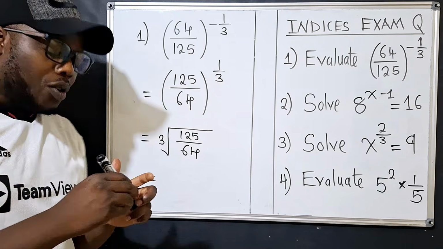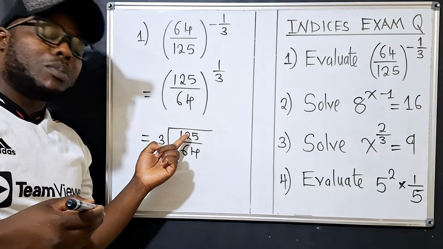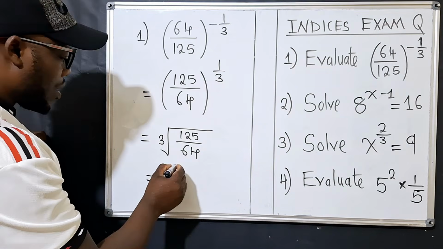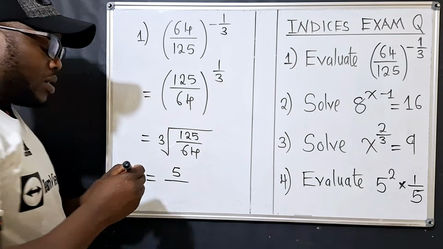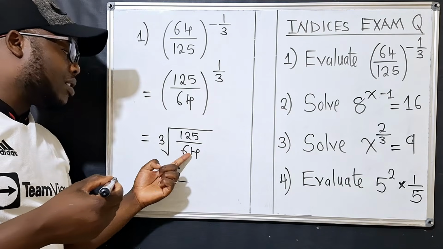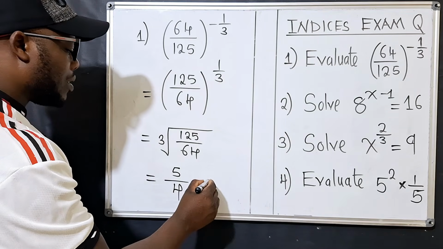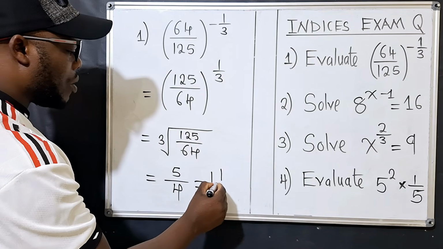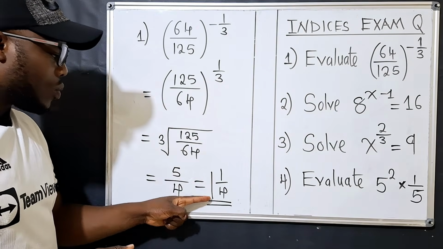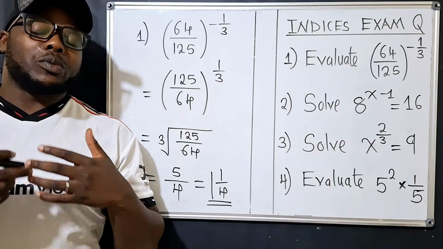When we talk about cube root, we are talking about a number that should be multiplied by itself 3 times. It gives us 125. That's a 5. What about the number which can multiply by itself 3 times to give us 64? That is a 4. We can write our answer as 5 over 4, which is 1 remainder 1 over 4. This is how this question must be answered.